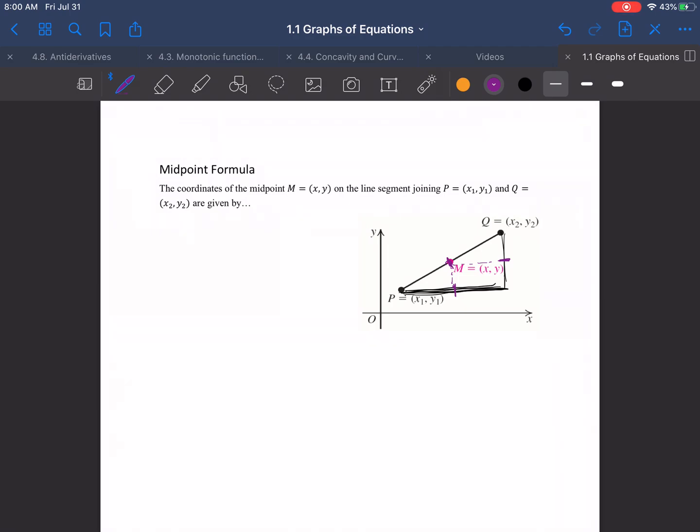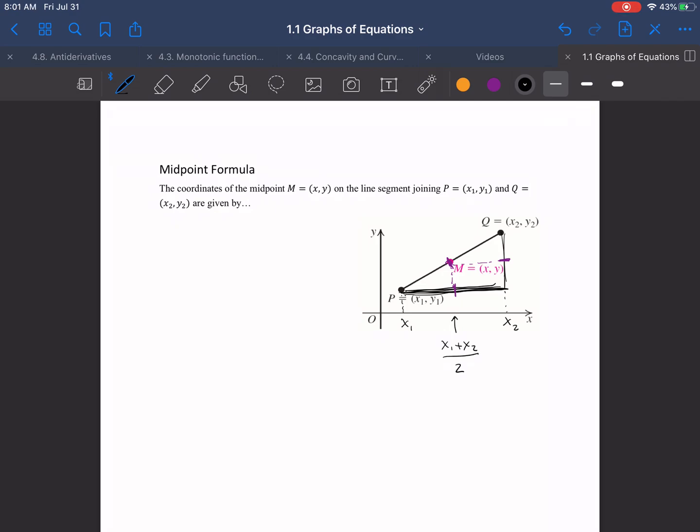So that's what we need to do. We need to basically find the middle in the x direction and the middle in the y direction and combine them together to get the middle of our actual line segment. And so how do you find the middle? Well, this is x1, this is x2, and we need the middle between them. How do you find the middle between two numbers? Simple. You just average the two numbers. You add them up and you divide by 2. So this middle point right here is going to be (x1 plus x2) divided by 2.